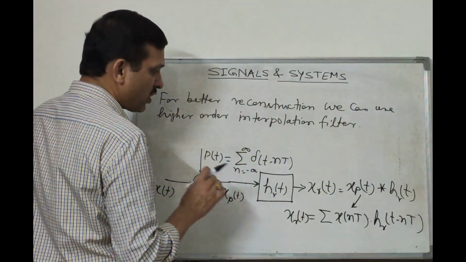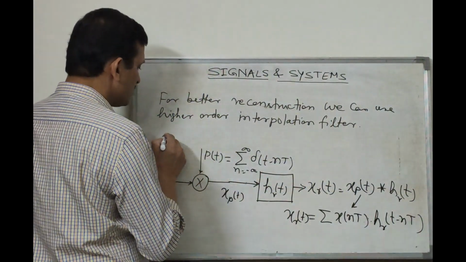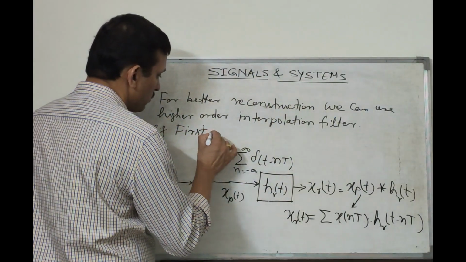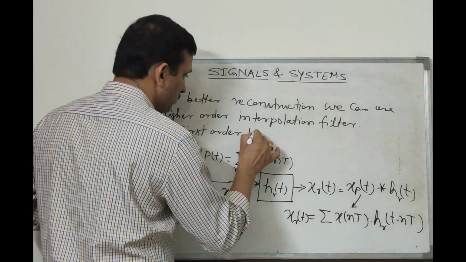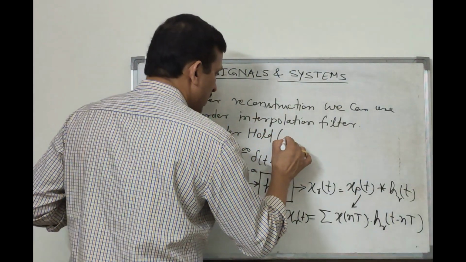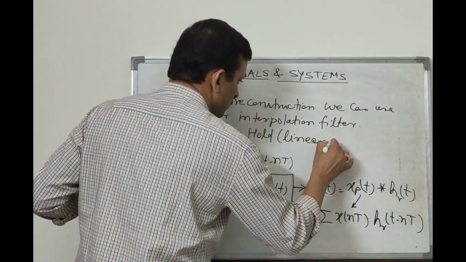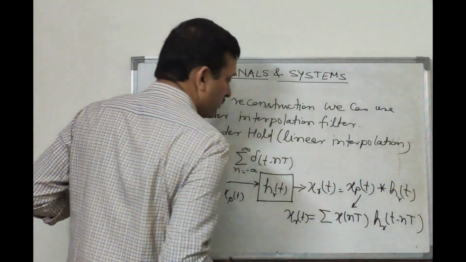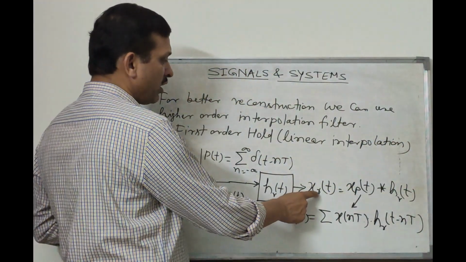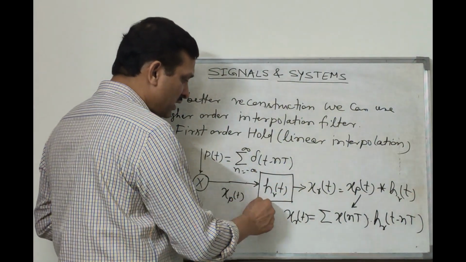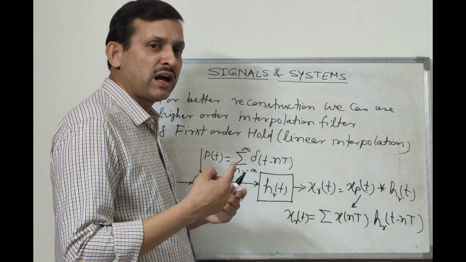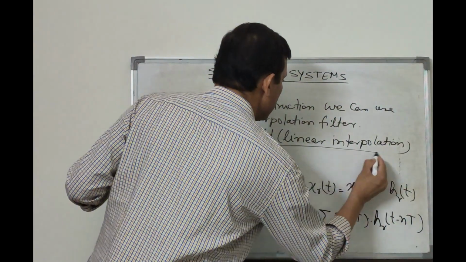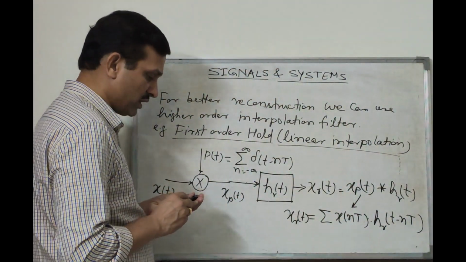For example, we have already used zero order hold. Now we will see first order hold, also called linear interpolation. For better approximation of the reconstructed signal, instead of just using zero order hold, we can use higher order hold. We will see here first order hold, also called linear interpolation filter. So that will be easier.